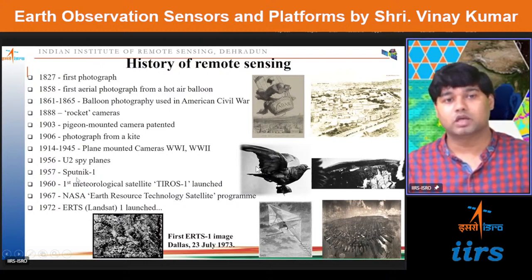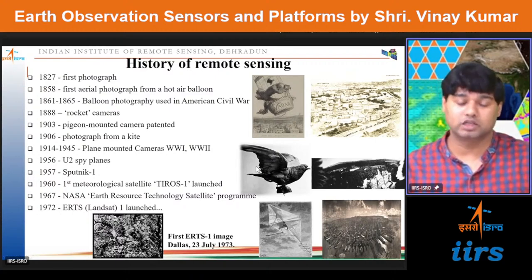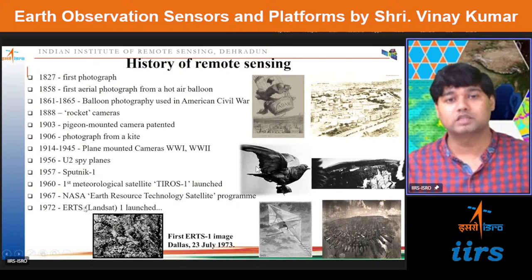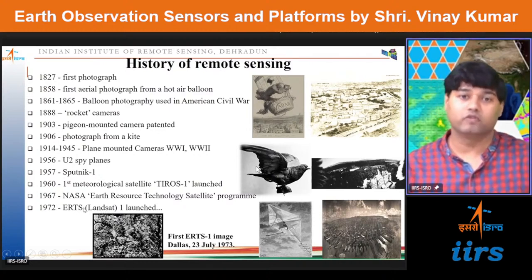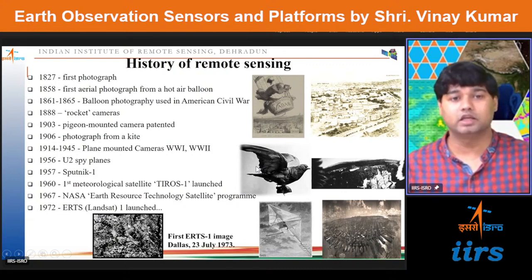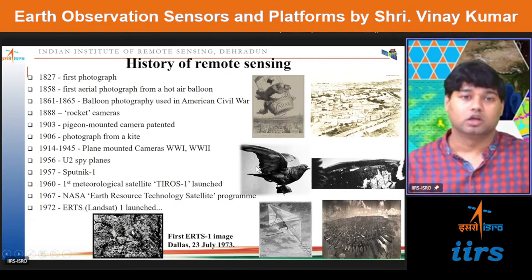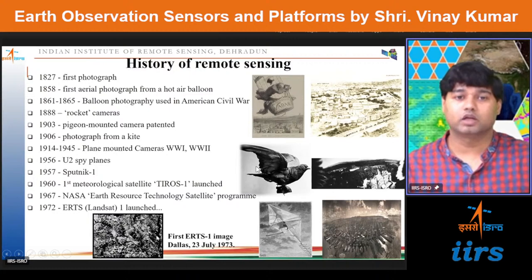In 1957, Sputnik 1, the first satellite, was made. Then the first meteorological satellite was launched in 1960. But major involvement in remote sensing happened in 1967, when NASA launched a program, the Earth Resource Technology Satellite Program, and that satellite was launched in 1970. But when they launched the series of satellites, they renamed it Landsat. Now you can see this is the first photograph taken from the Landsat 1 satellite.